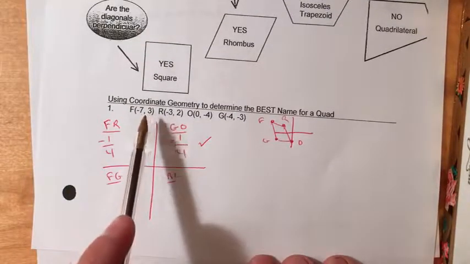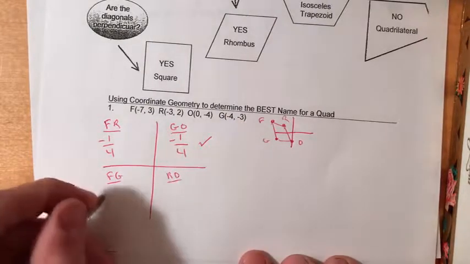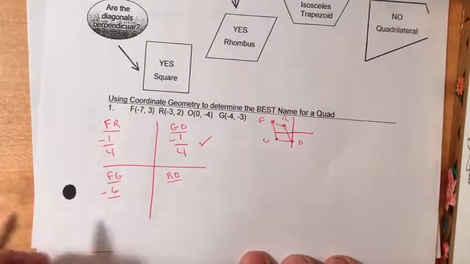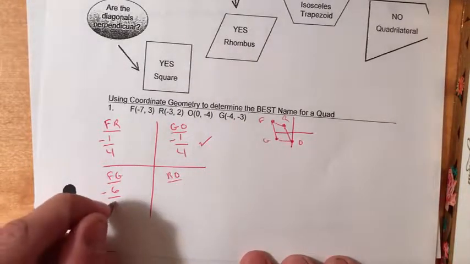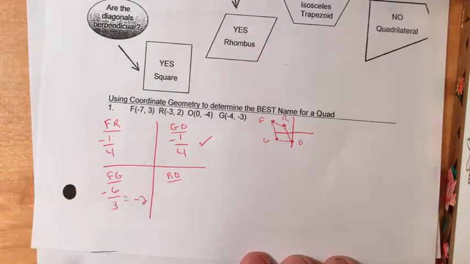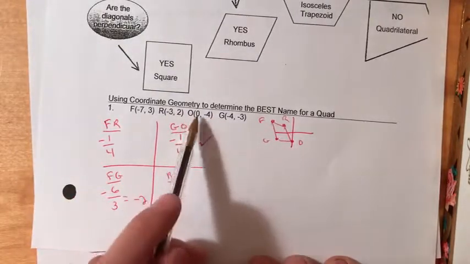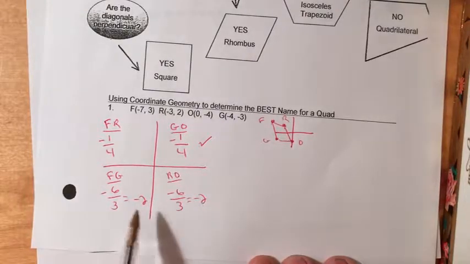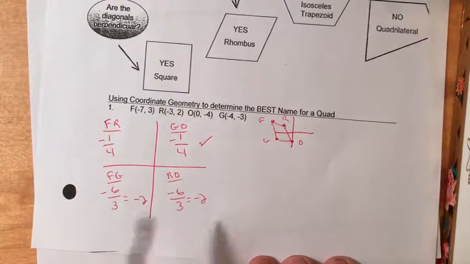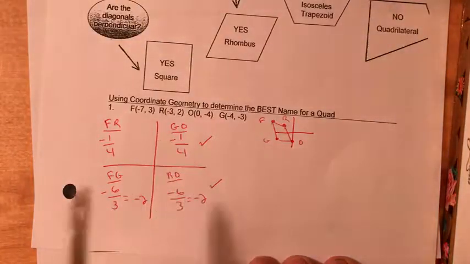Now we have to do it again. For FG, I have -3 minus 3, which is a -6, over -4 minus a -7, which is a +3. Reduce that down to -2. Then I can see for RO, I have -4 minus 2 is -6, and then 0 minus a -3 is a +3, which reduces down to -2. So for my other set, I have -2 and -2. So wabam, we're good. We have 2 sets of parallel sides.